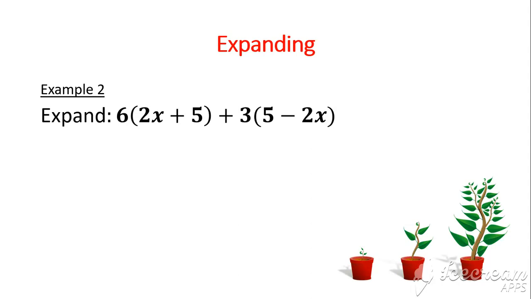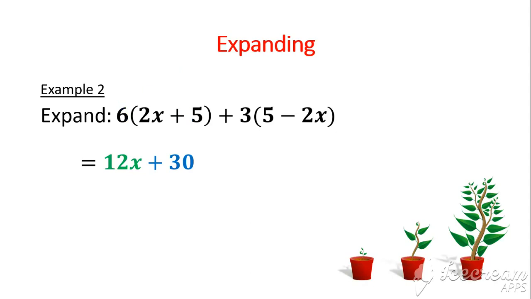Right, what about example 2? Let's expand, and then we're going to simplify the following. So we've got 6 times 2x plus 5 plus 3 times 5 minus 2x. Right, let's start off. 6 times 2x is 12x. 6 times 2 is 12, so we write down 12x. 6 times positive 5 makes positive 30, so we write down plus 30.